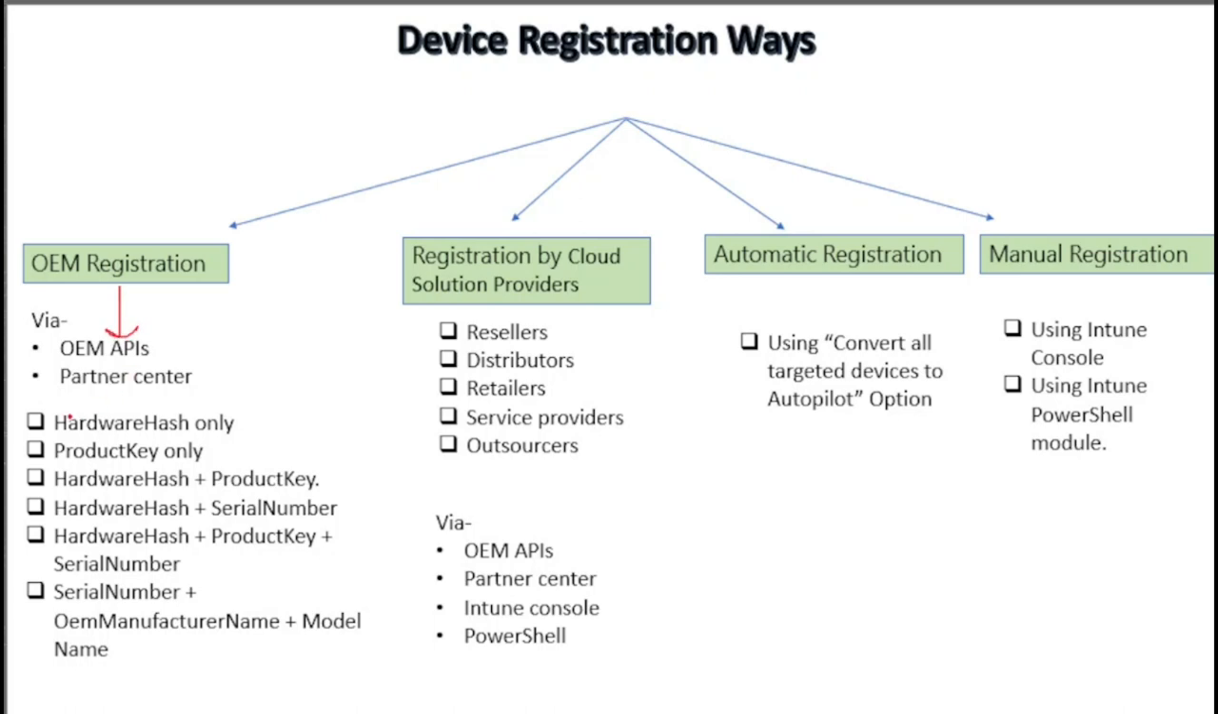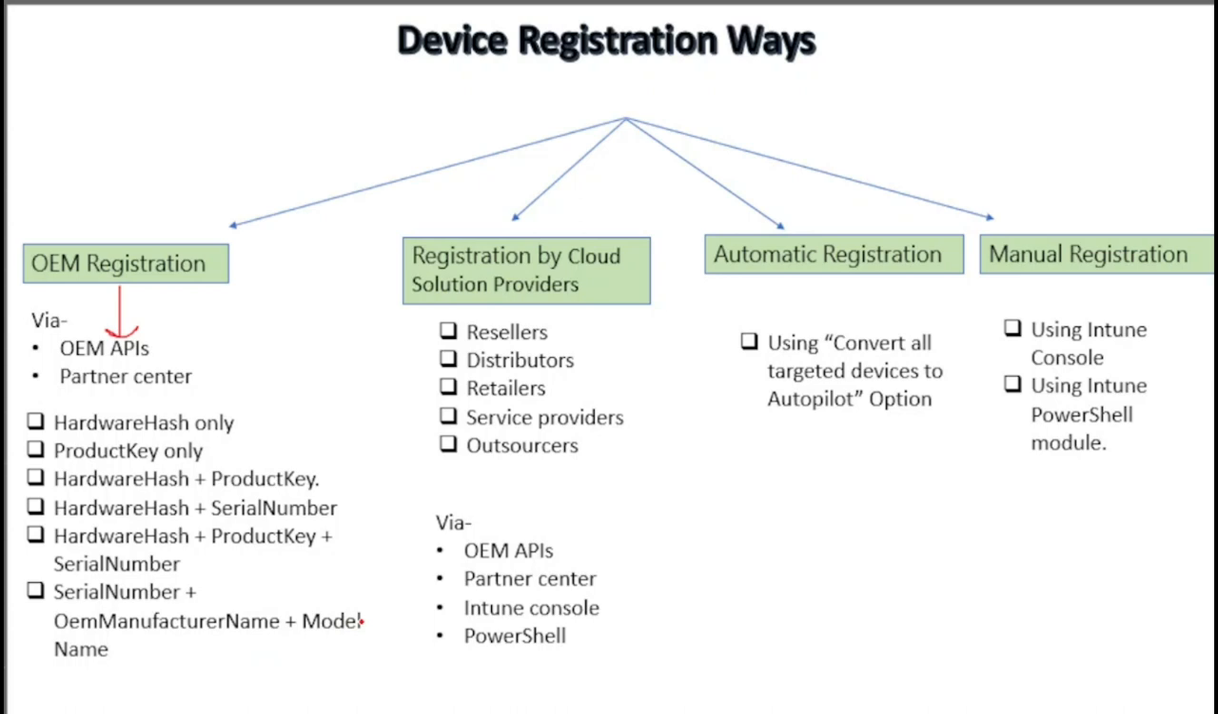They can register a device using either hardware hash only, or product key only, or hardware hash plus product key, or hardware hash plus serial number, or hardware hash plus product key plus serial number, or serial number plus OEM manufacturer name plus model name.